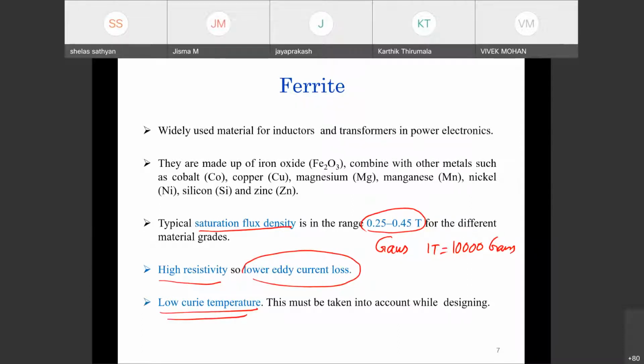That means as the system temperature increases, the magnetic property reduces. So if you design an inductor considering an ambient temperature of 25 degrees Celsius, as the power electronics converter starts to work, the temperature of the system increases. So the inductance value also reduces because the flux density starts to reduce as the temperature increases. For a typical ferrite core, the Curie temperature is around 200 degrees Celsius.